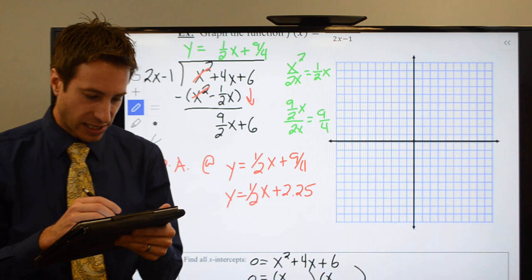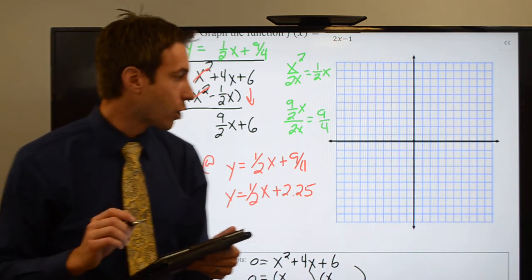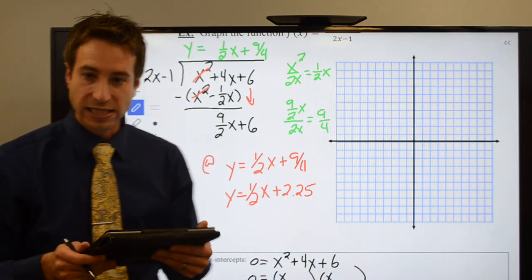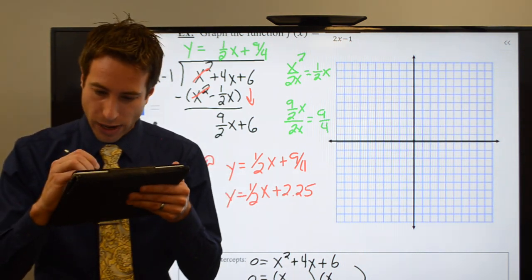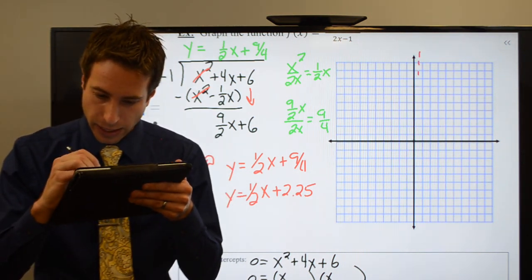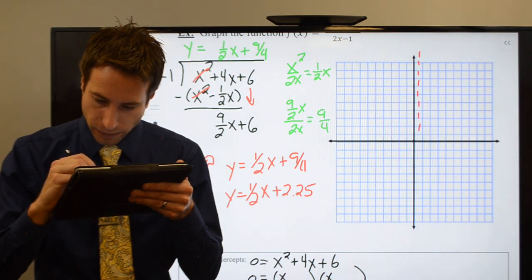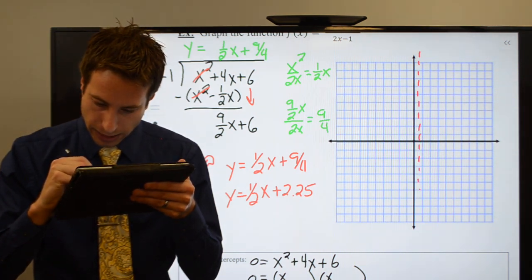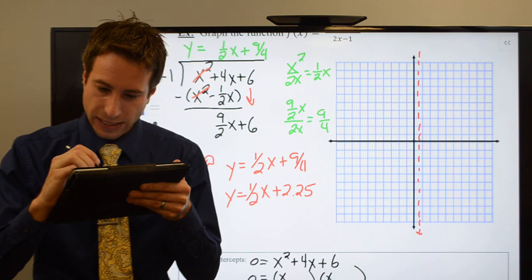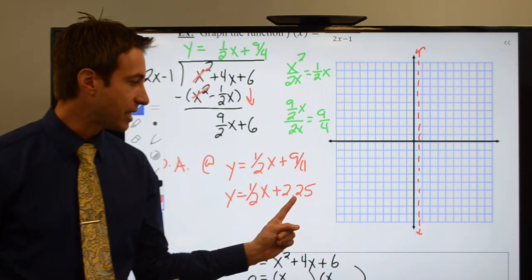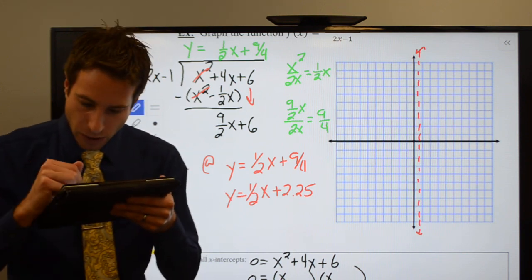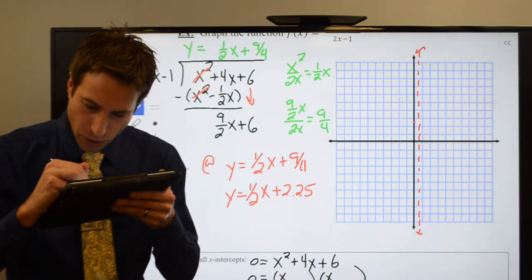Okay, so first, I had a vertical asymptote. My vertical asymptote was at 1/2, so I'll put my vertical asymptote in at 1/2. That's going to be right through here. Vertical asymptote was at x equals 1/2. Perfect. Next, I need my slanted asymptote. My y-intercept is 2.25. That'll be somewhere right about there.